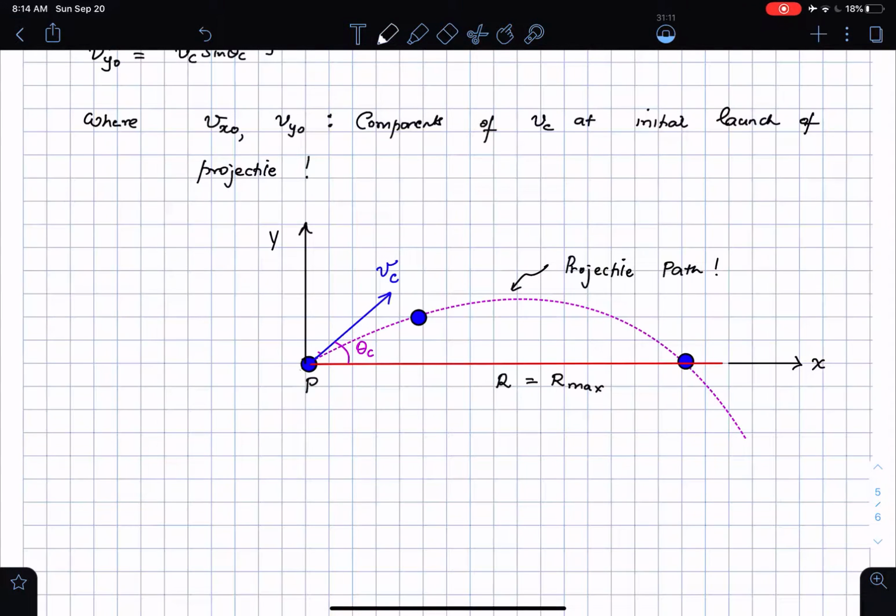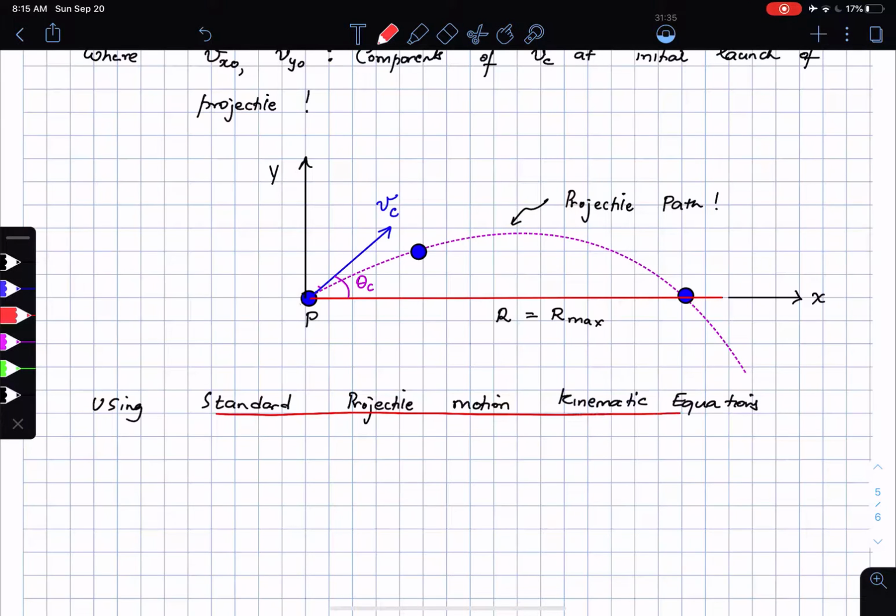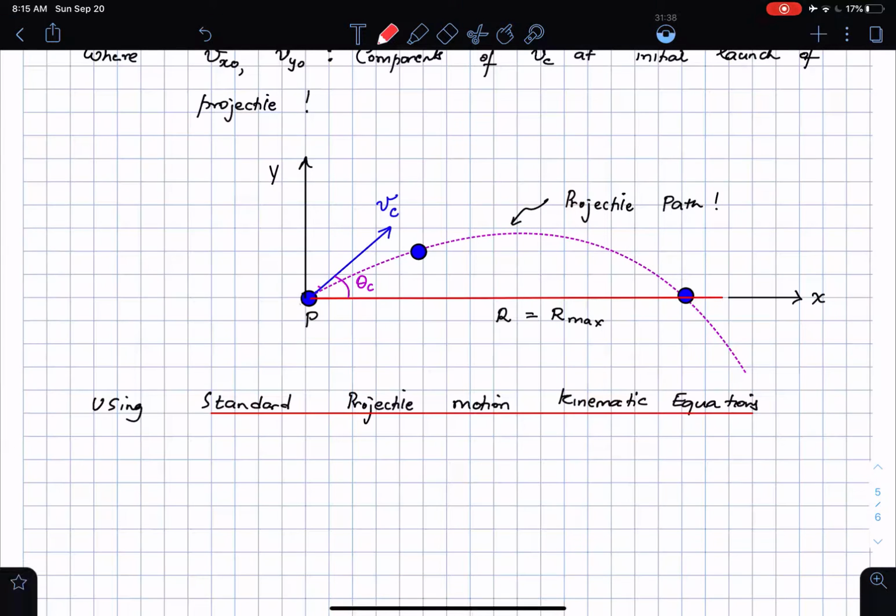So using the standard projectile motion kinematic equations, that is something that we have seen in the past. I'm not going to go ahead and derive it. It is not necessary unless I ask you to derive it, but you can very easily derive it. It's not a big deal.